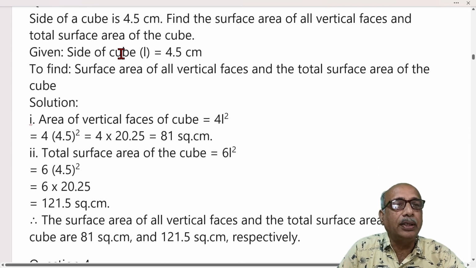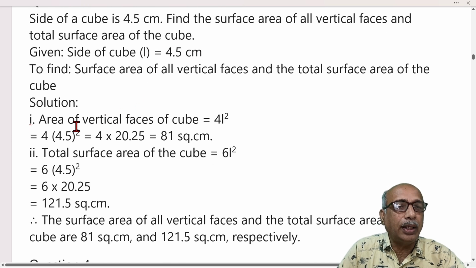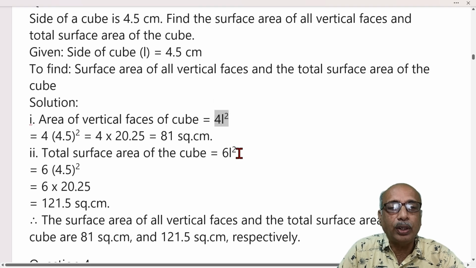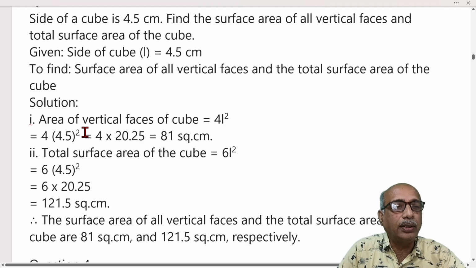Side of cube is 4.5 centimeter. Find the surface area of all vertical faces and total surface area of cube. Here you see the area of vertical faces of cube is 4L square. Only the vertical faces are to be taken. And total surface area is taken as 6L square. So vertical surface area of cube equals 4L square, 4 into 4.5. Simplify, it will come to 81 square centimeter.